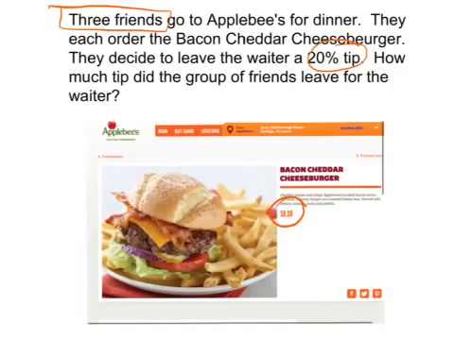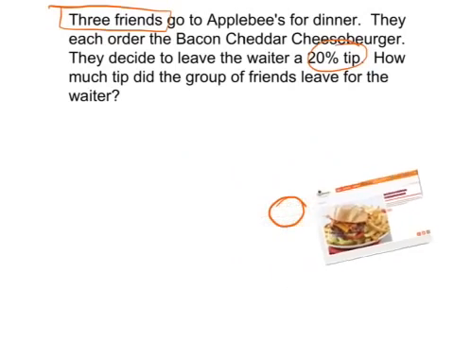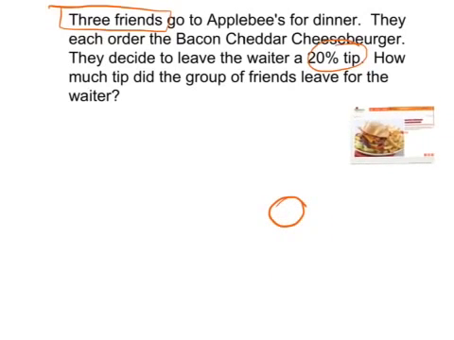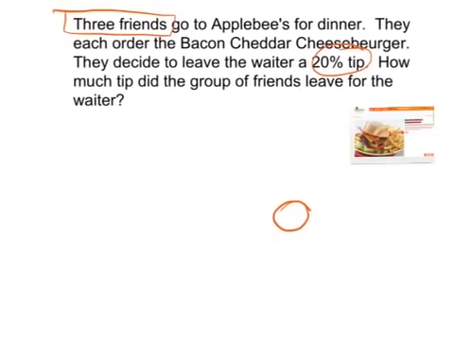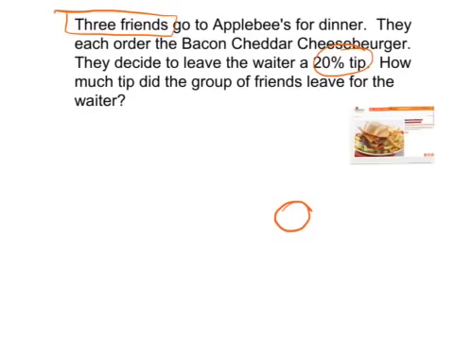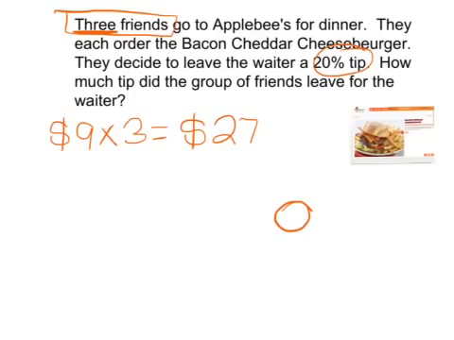So what we're going to do for our purposes is first round that total of $8.59, and we're going to round that total to be about $9. So one friend's meal was $9, which is great, but there were 3 friends at dinner. So we're going to times that by 3 to get the total amount.